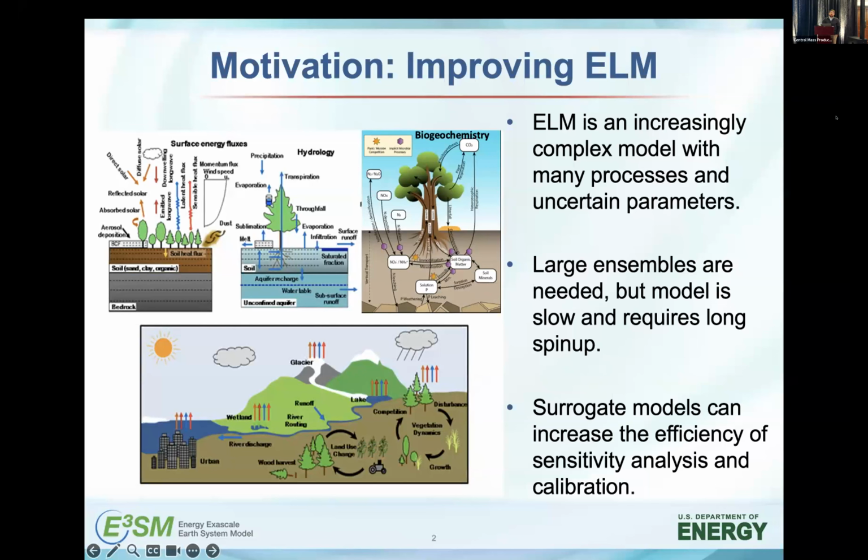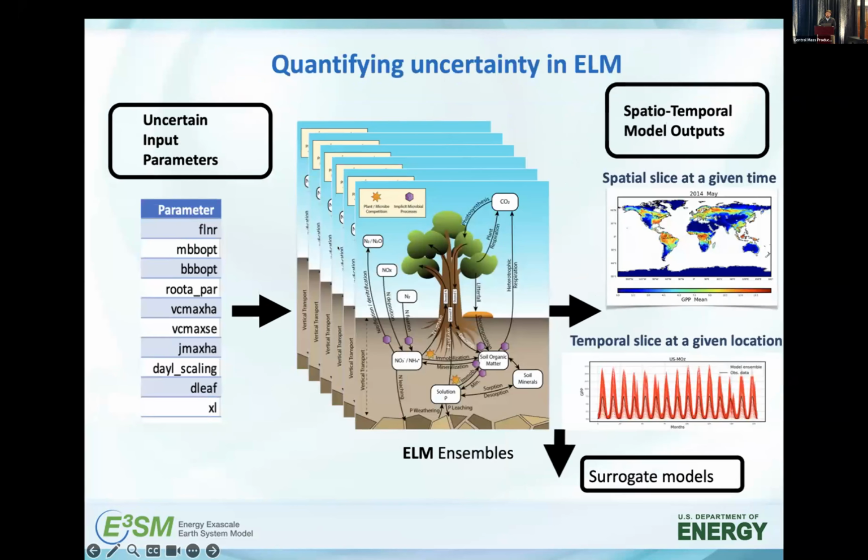And so what I'll talk about today is how we're using an approach called surrogate modeling to increase the efficiency of uncertainty analysis of things like sensitivity analysis and calibration that we want to do. Okay, so just a little diagram of how we're doing that. And so typically we have some uncertain input parameters. I'll talk a little bit more about some of these in a specific example.